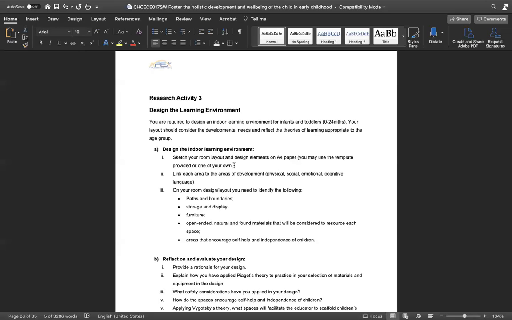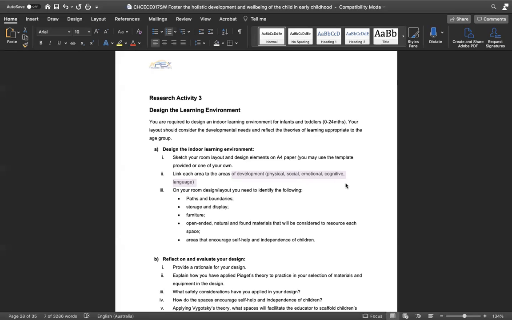Now, what you need to do is you need to have an understanding of all the areas of development. So physical, social, cognitive, emotional, and language. Before you even start drawing your area, please make sure you know these. Read your textbooks. It's all in there, guys. In the first 3 or 4 chapters, I think it's Birth to Big School. Oh, no, I can't remember. But every unit goes over all of these areas.